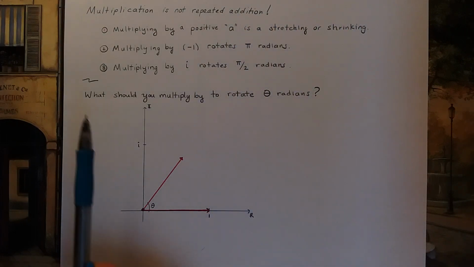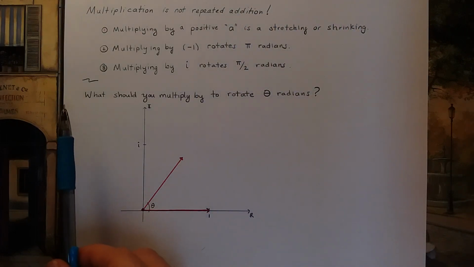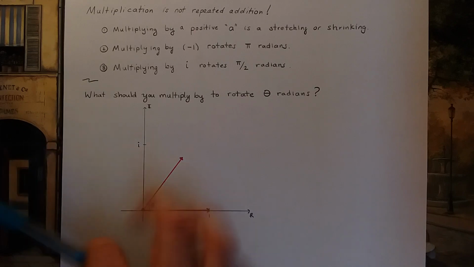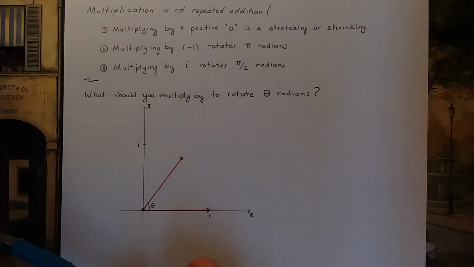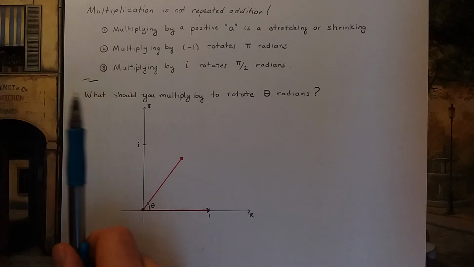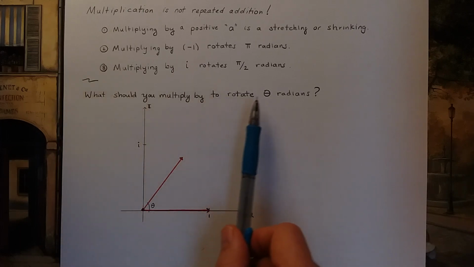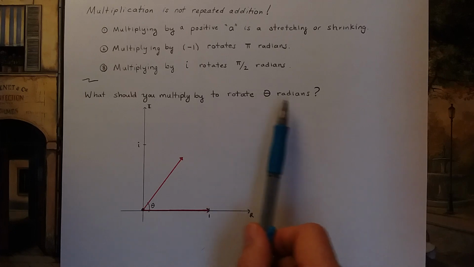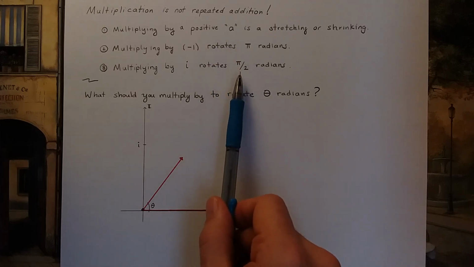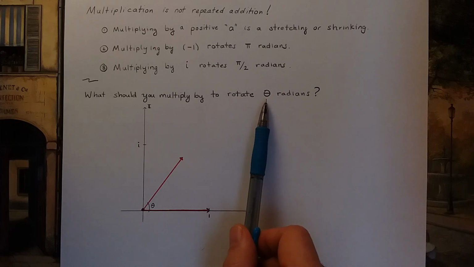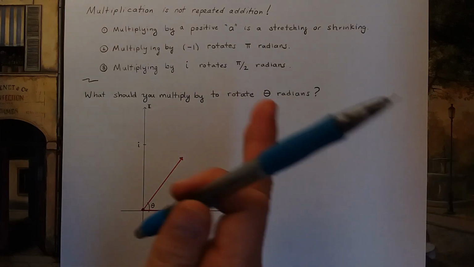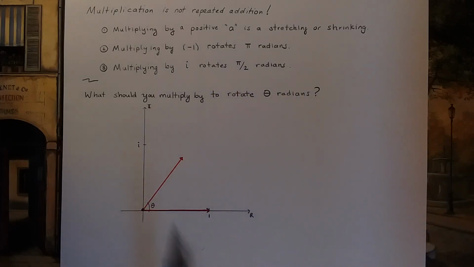So the main question I'd like to answer in this video, and it has an amazing, surprising answer if you've never seen this before, is what should you multiply by if you want to rotate theta radians? So I know what to do for pi. I know what to do for pi over 2. What about an arbitrary angle? How do I rotate theta radians?